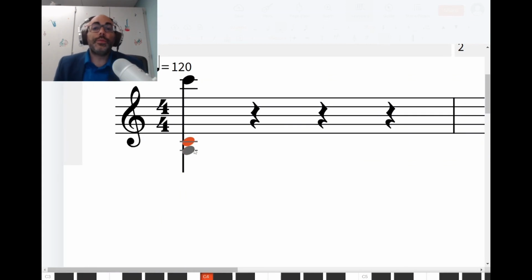All right, so that's how intervals work. The greater the distance between the two notes, the greater the number of the interval. So that's the basic way that intervals happen. I'm going to show you on the piano as well.